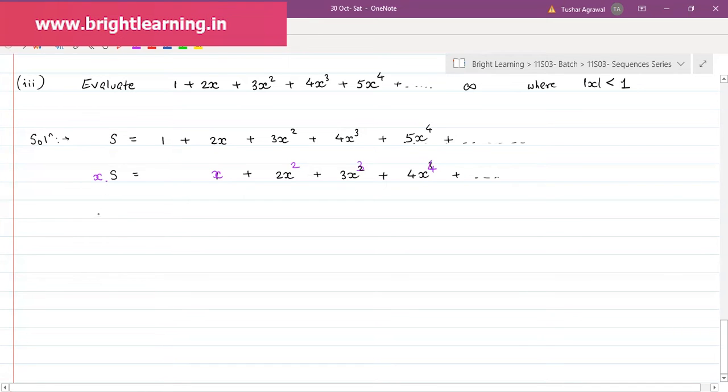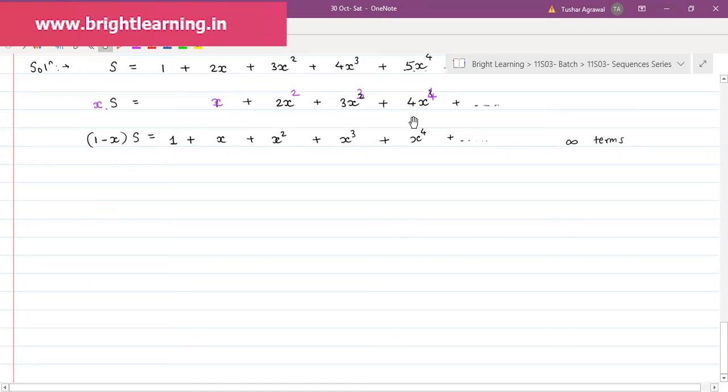Now, if you do the subtraction, yes or no? 1 minus x times S. In the previous questions, it was the difference of signs. The signs were getting alternated. We're doing simple subtraction. 1 plus x plus x square plus x cube plus x to the power 4, and so on up to infinite terms. So it's a straightforward geometric progression on the RHS: 1, x, x square, x cube, x to the power 4, and so on. It's a straightforward GP. Can you see this?